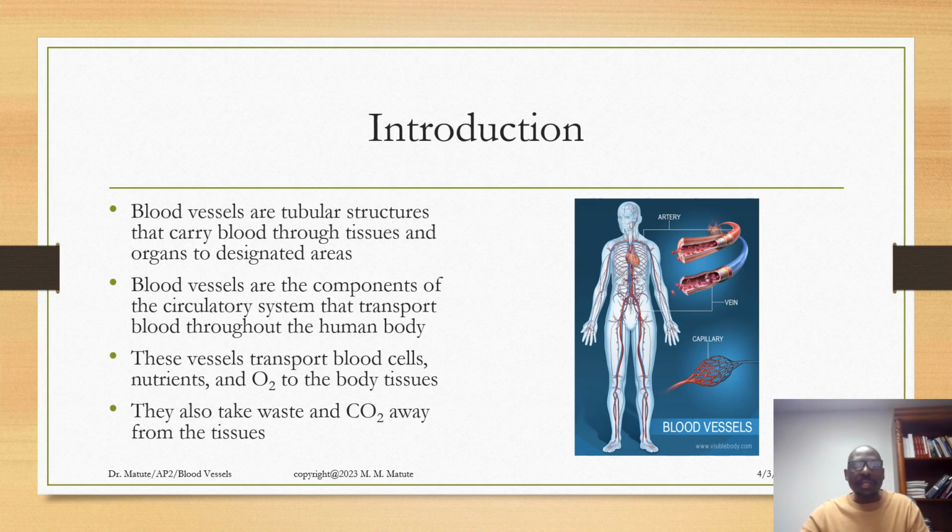Blood vessels are tubular structures that carry blood throughout tissues and organs to designated areas. So blood needs to be transported to specific cells, specific tissues. The blood contains oxygen and other nutrients. So how does the blood get there? The blood gets there via tubes that are called blood vessels.